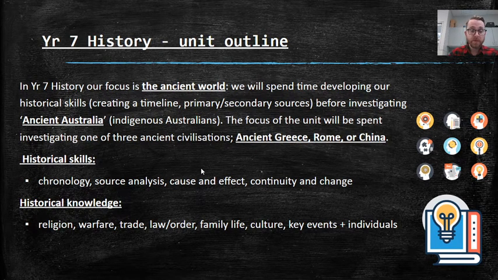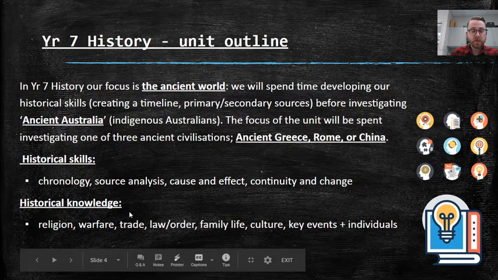Cause and effect is a very important thing that you'll see in science. If you combine this with this, it's going to make an explosion. You'll see it in humanities and English and maths. So that's an important skill to develop, because it's not just useful in history, it's useful throughout school. Continuity and change is another thing we'll talk about later.